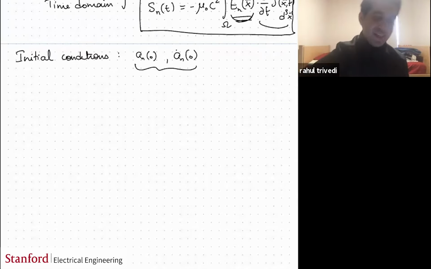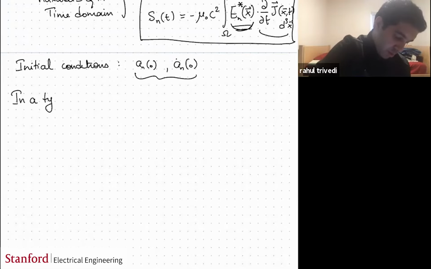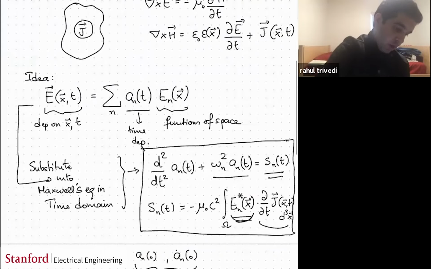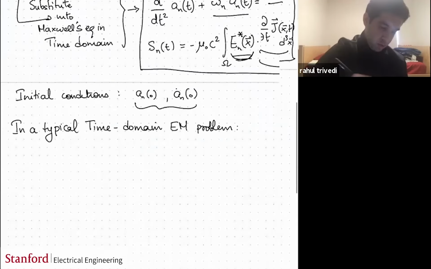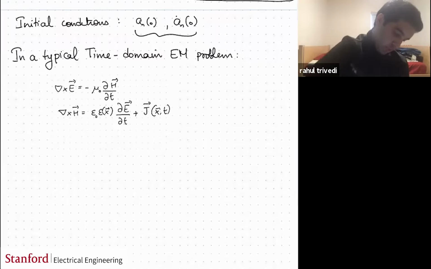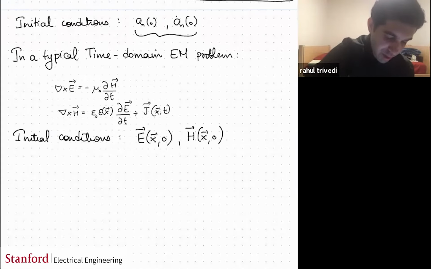So how do we extract these initial conditions? Well, in an electromagnetics problem, the initial condition is given in terms of the electric and magnetic field. So in a typical EM problem, where you're solving Maxwell's equations, the initial conditions are specified as the electric field as a function of space at t equal to 0, and the magnetic field as a function of space at t equal to 0.